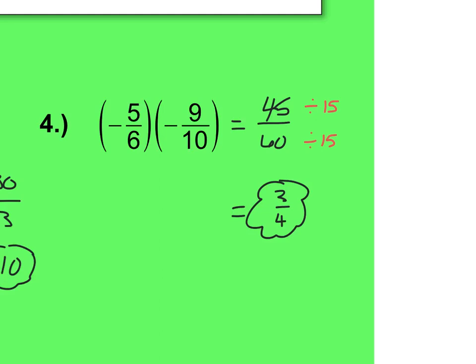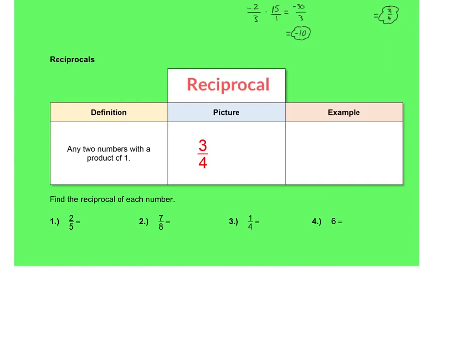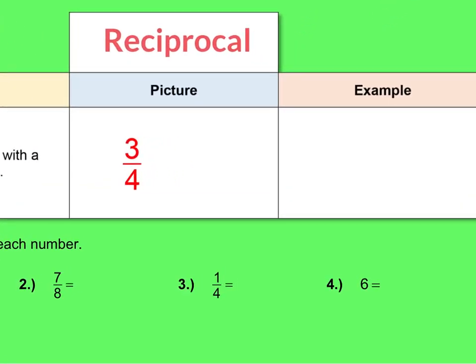On to part number 2, dividing. Before we can do dividing, we need to talk about what the word reciprocal is. A reciprocal is any two numbers with the product of 1. So we have this example of 3/4. The reciprocal of 3/4 is 4 over 3. A lot of people, when they see reciprocal, think just flip the fraction upside down. The reason why the definition is when you multiply, you get 1. Well, 3 times 4 is 12, 4 times 3 is 12, and that simplifies to 1.